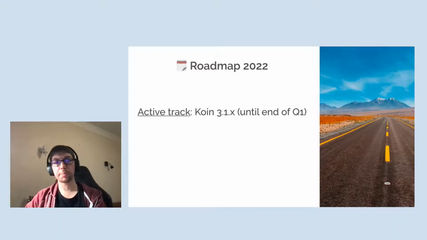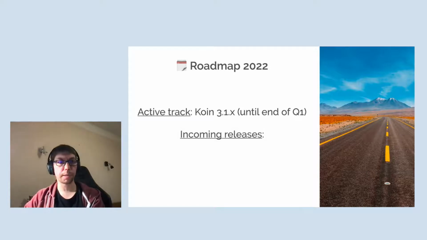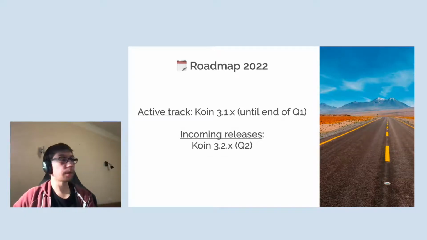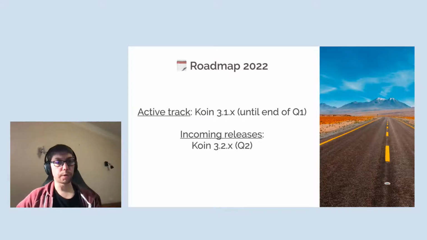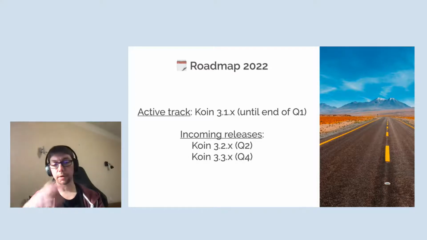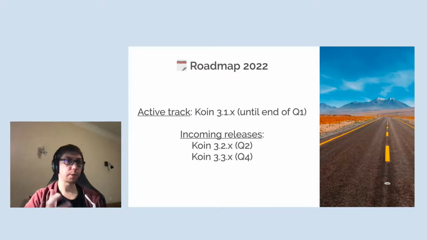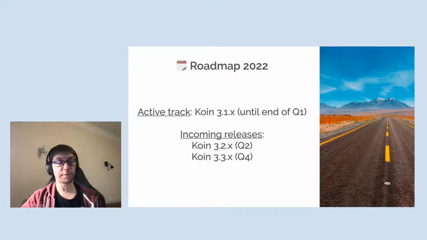Then how it goes in terms of version in 2022, the active version is 3.1. The 3.1 version will be active for the community until Q1 and let's say start of Q2, because then we will start to run on Koin 3.2.x. Why? Because mainly we have important updates like Kotlin version. That means that Koin 3.1 is running Kotlin 1.5, and we can't run Kotlin 1.6 directly on the Koin version 3.1.